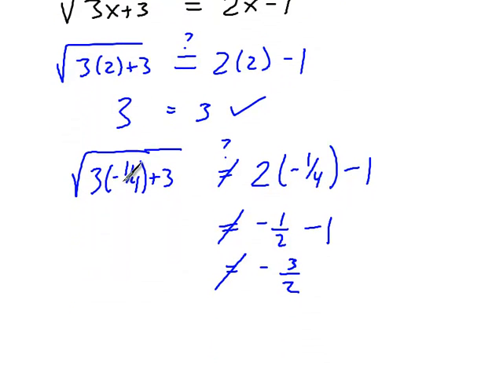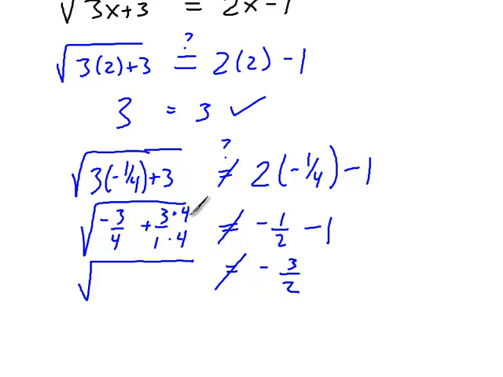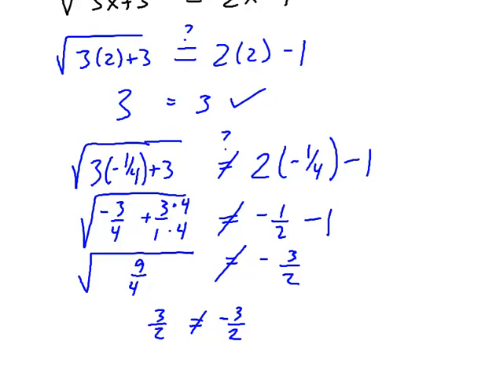If we were to finish this out over here, we'd have negative 3/4 plus 3 over 1. Need to multiply the top and bottom by 4. So you'd have the square root of, that's 12 minus 3 is 9/4, which is 3/2. And 3/2 does not equal negative 3/2. That's where we run into the problem. So you can see by squaring both sides, if you square each of these, then it is equal. But that's where we get false or extraneous solutions.